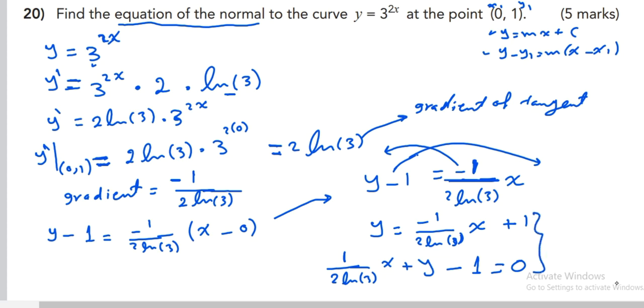Here we have two forms for the final answer. You can choose any one of them. Pay attention, here we get the gradient in this form, negative 1 over 2 ln 3. It's better to leave it in the same form. Don't write it as a decimal till the final answer. It will be better or simpler to leave it in the same form.